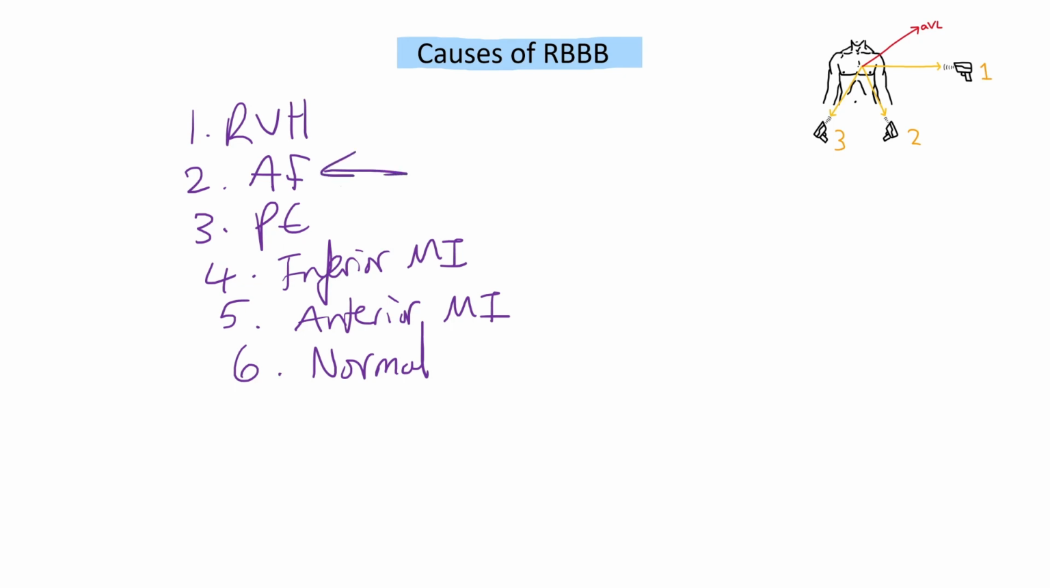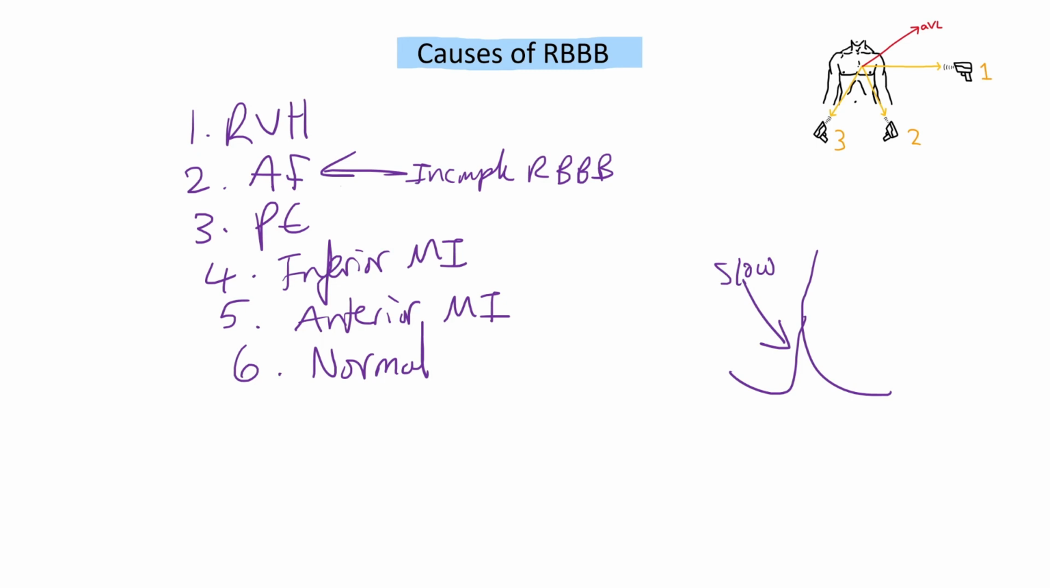So atrial fibrillation, the reason why you can often get an incomplete right bundle branch block in atrial fibrillation relies on this very important concept. So you have the left bundle branch and you have the right bundle branch. And effectively, the right one is very slow to repolarize.